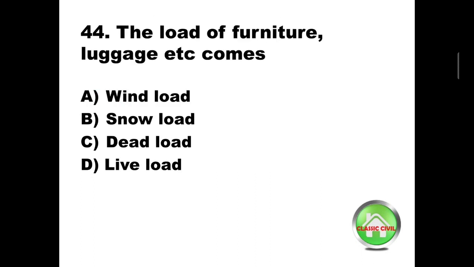Question number 44. The load of furniture, luggage, etc. comes under option A, wind load, option B, snow load, option C, dead load, option D, live load. The load of furniture, luggage, etc. comes under, answer is option D, live load.